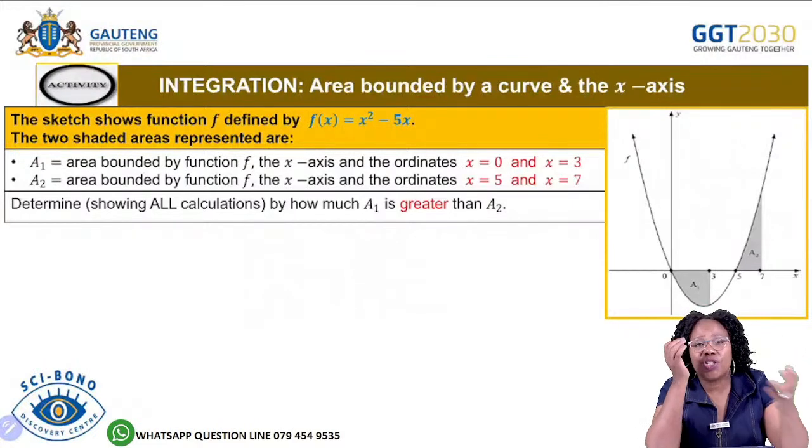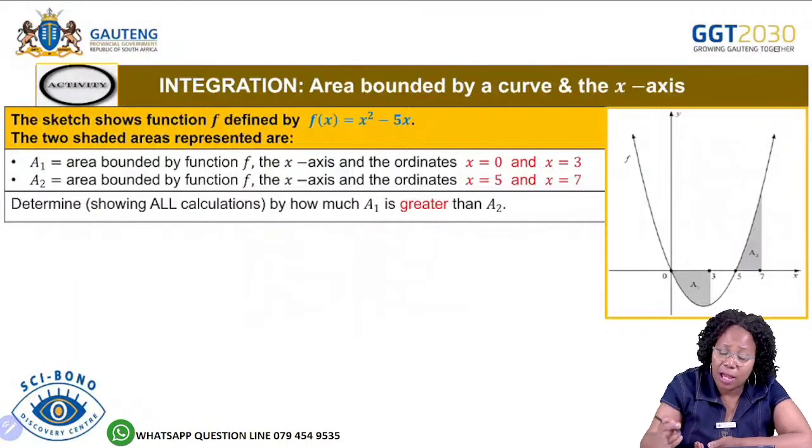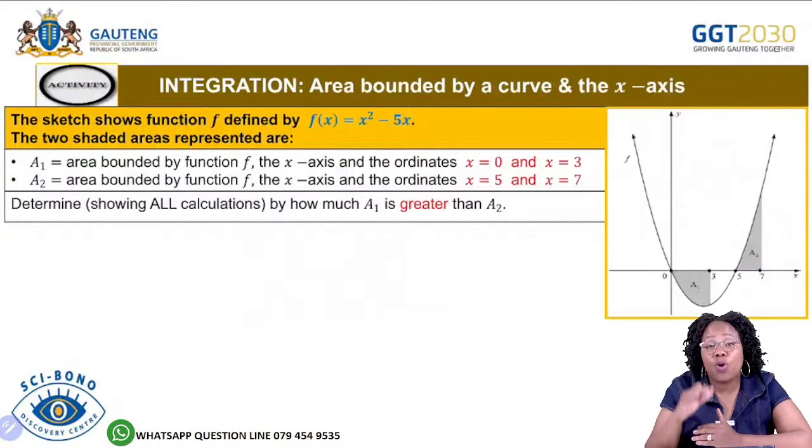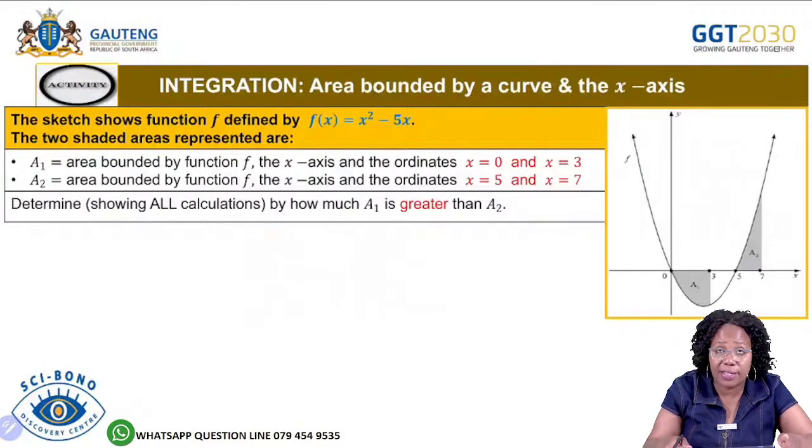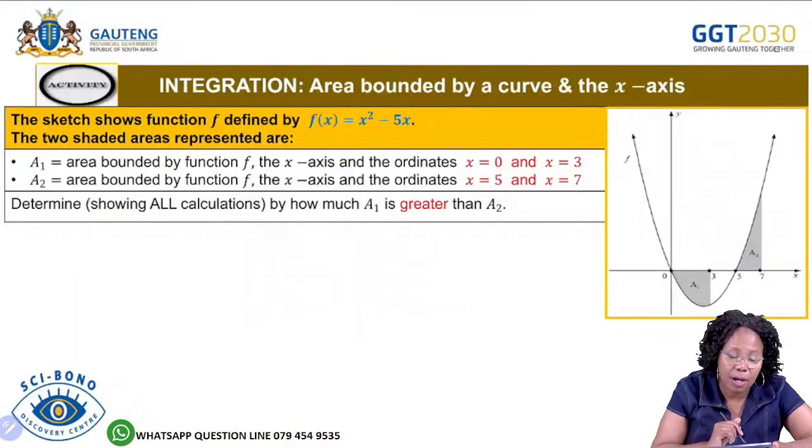With the integration bounded by the area, if it is below the x-axis, the area will be negative. Above the x-axis, the answer of your area will be positive. Let's look at the question now.